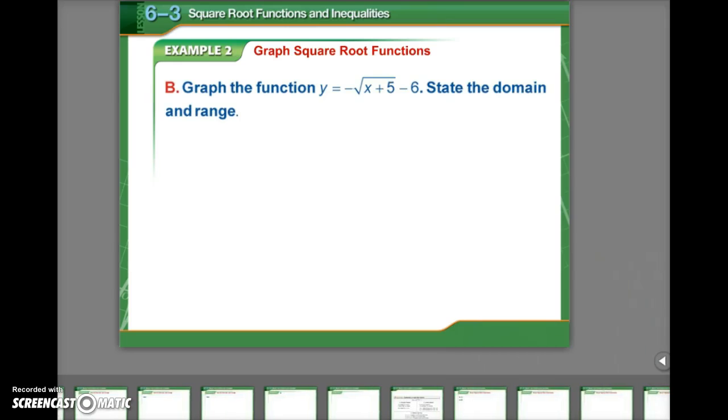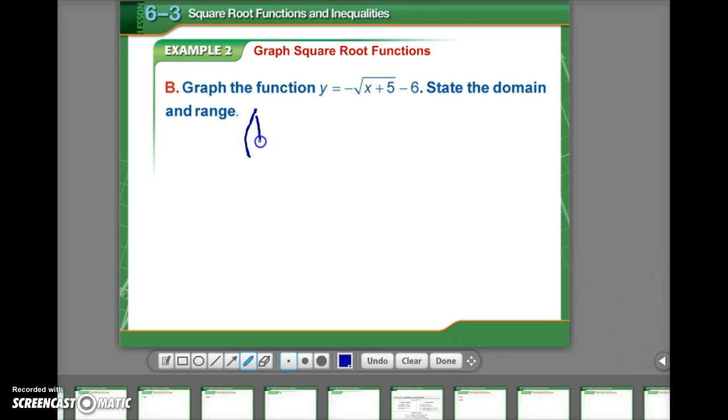Okay, part B, we're going to graph another function and then find the domain and the range again. Here we've got y equals negative times the square root of x plus 5, and then minus 6. So I think the first thing we're going to do this time is, before they tell us, let's write down what our h and our k are. Let's write down the vertex.